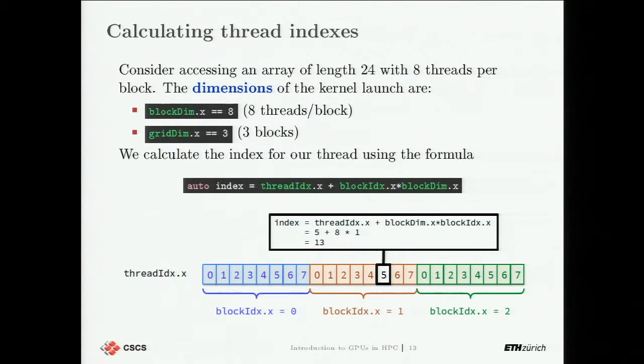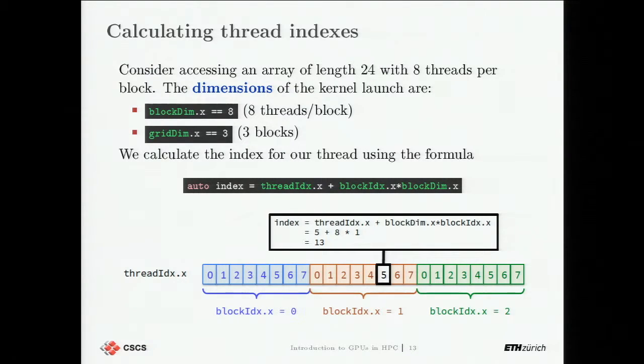That means blockDim.x is equal to 8, because blockDim, remember, is the number of threads in a block. So that's equal to 8, because we have 8 threads per block. And gridDim.x is 3. So we've got 3 thread blocks. To calculate the index of an individual thread, we use this little bit of arithmetic: the index is equal to threadIdx, that is the index inside this thread block, plus the location of the first thread in the thread block.